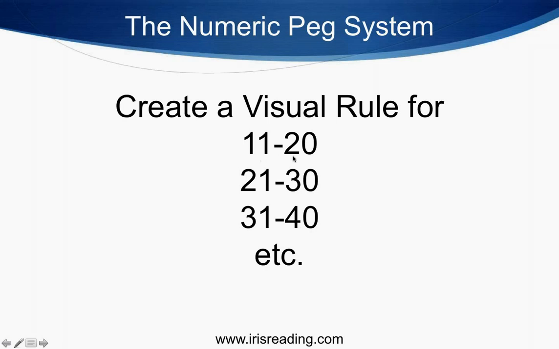So, 11 through 20, we said it was snow. 21 through 30, maybe that has something to do with cars. And 31 through 40 is associated with some other visual. You can really, really scale this up. And if you need to memorize more than 50 things, it's not going to be easy, of course, but you could make it easier on yourself and maybe even a little fun by implementing this numeric peg system. It's very effective. I wish I learned about this when I was in school.